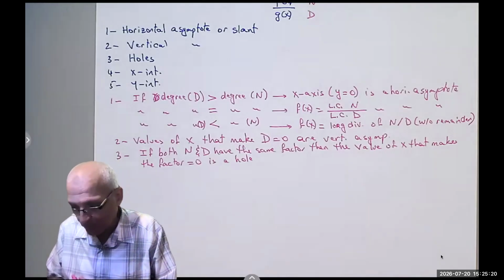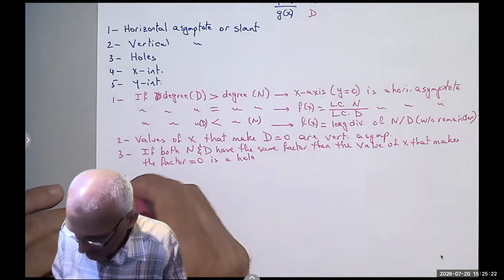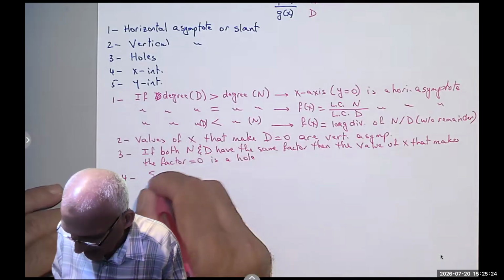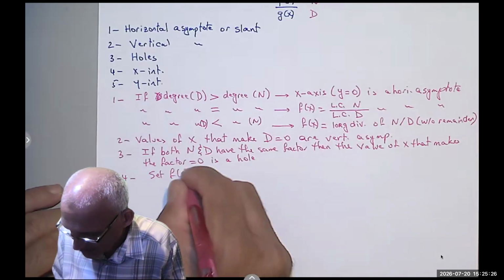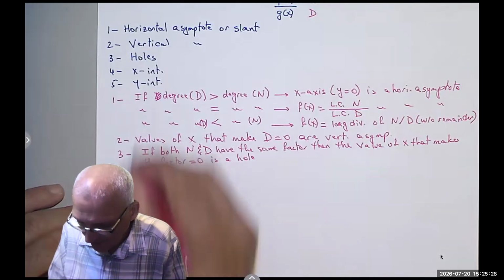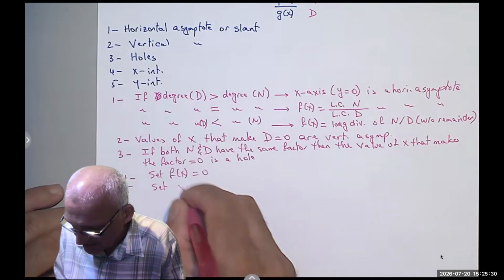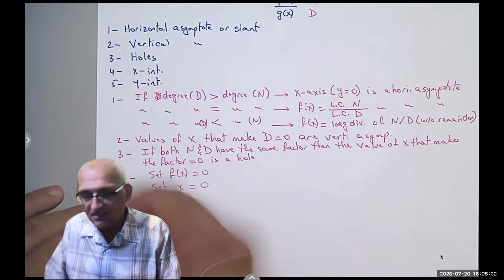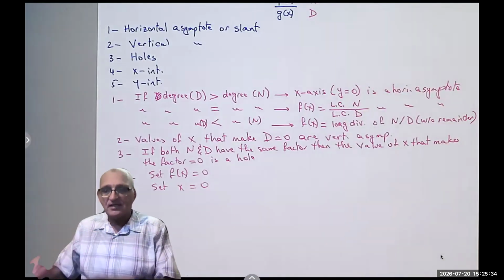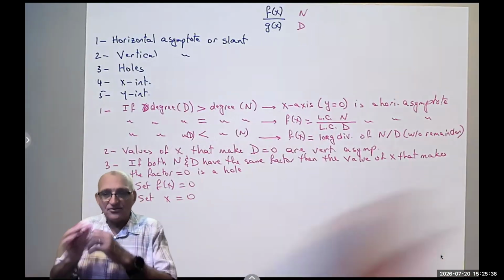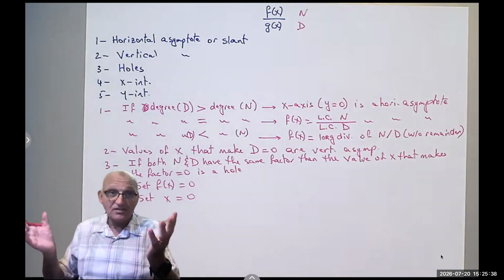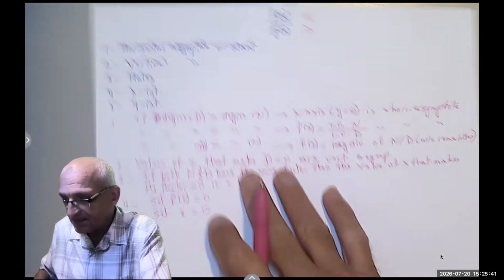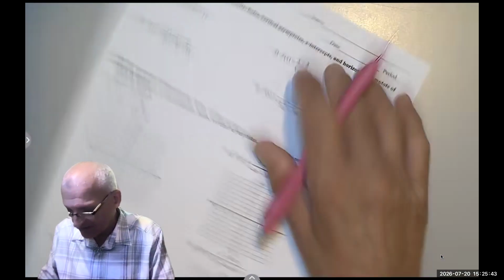Number 4, x-intercept, set f of x equals 0. Number 5, y-intercept, set x equals 0. Number 6 is just to take a few points to make the graph more accurate. We're done. So let's do some graphing.